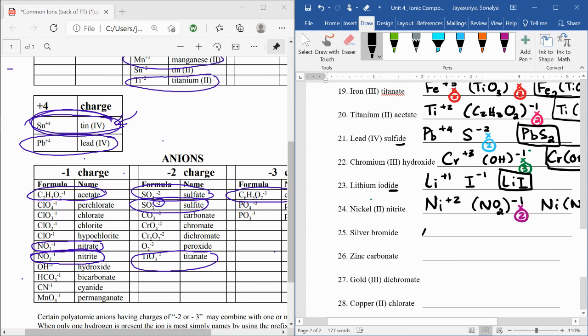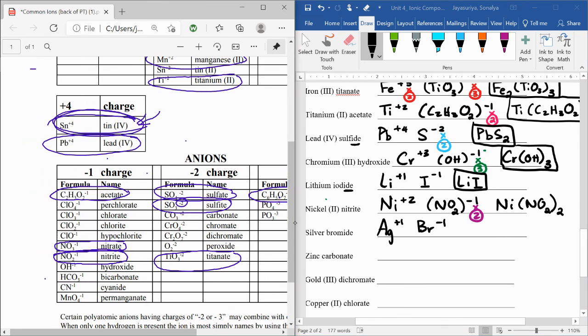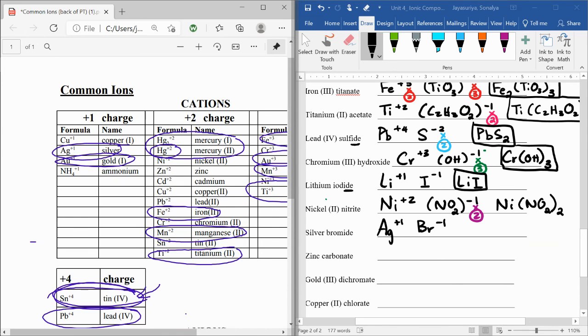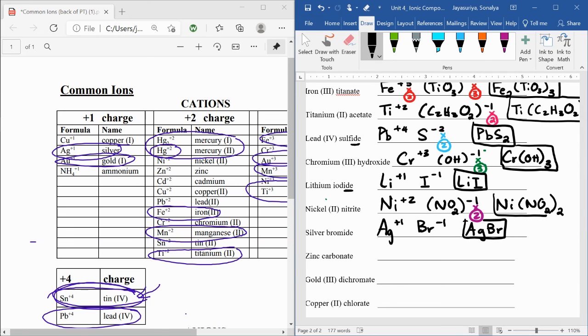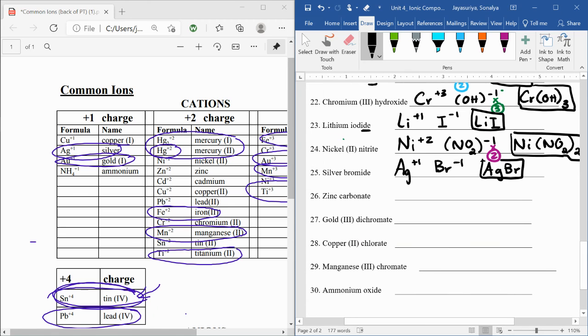All right. Silver bromide, super easy. Ag plus 1, Br minus 1. Silver is a transition metal, but the charge can be found right here. Anytime you have a transition metal, just check this sheet. AgBr is your compound. And then this one I have to put a square around. Okay, zinc carbonate. Zinc is plus 2. You can find zinc right there. And carbonate is just CO3 with a minus 2 charge. Plus 2 minus 2 cancel out. You got your zinc carbonate.